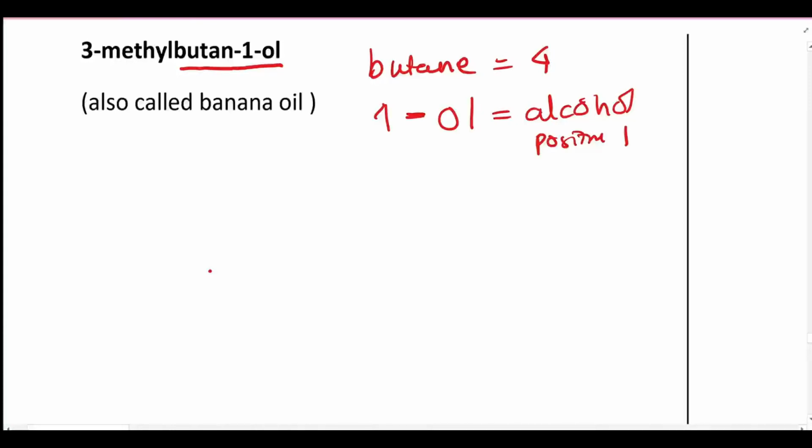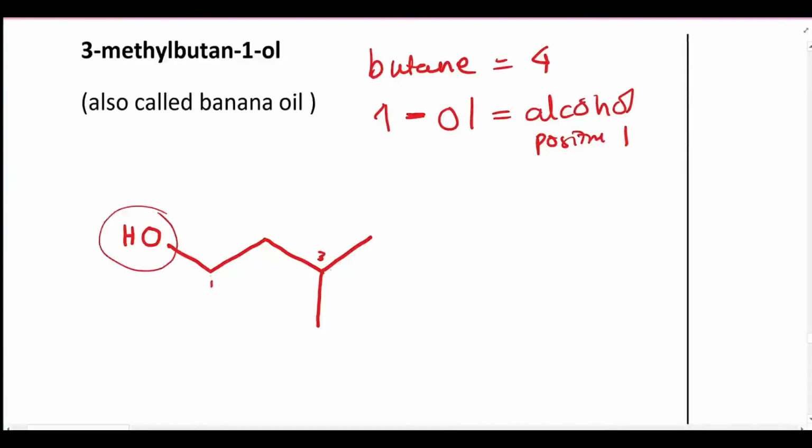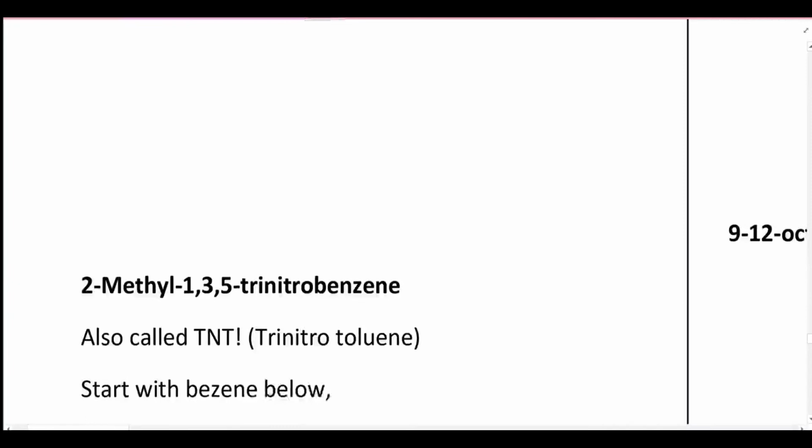So I have 1, 2, 3, 4. And in position number 1, I have an alcohol functional group. And in position 3, this is my first name, I have a methyl functional group. So in position 3, I'm just going to highlight number 3, which is right there. I have a methyl group there. So this is the skeletal structure of a 3-methyl butane 1-ol. In position number 1, I have an alcohol, and in position number 3, I have a methyl functional group. Okay, let's do the next one.